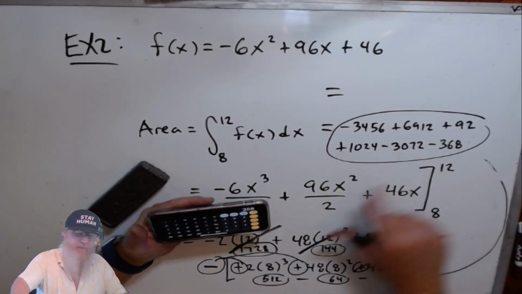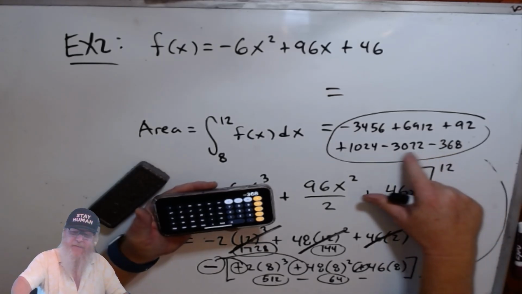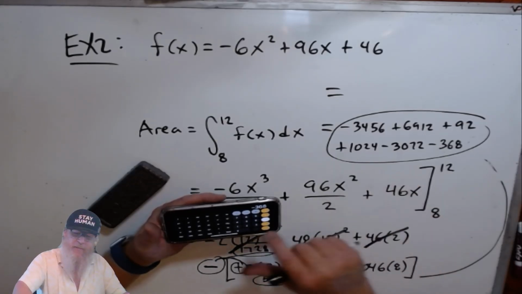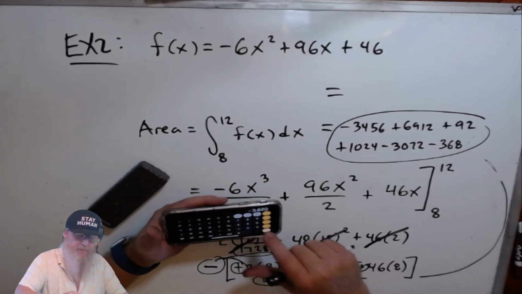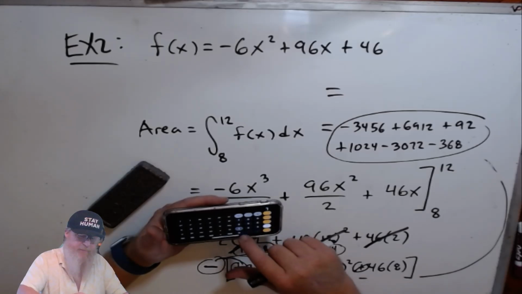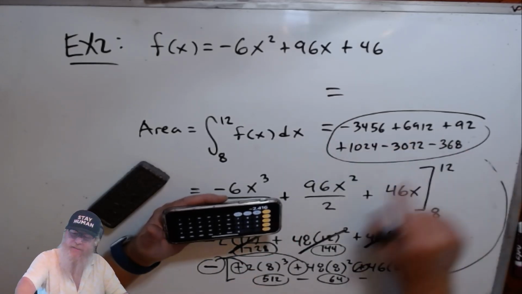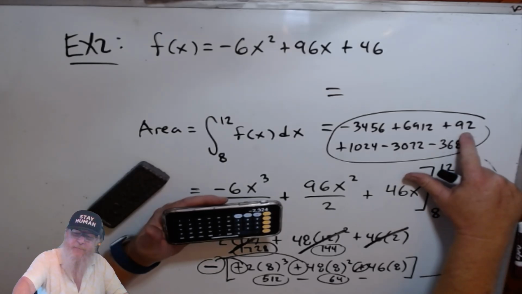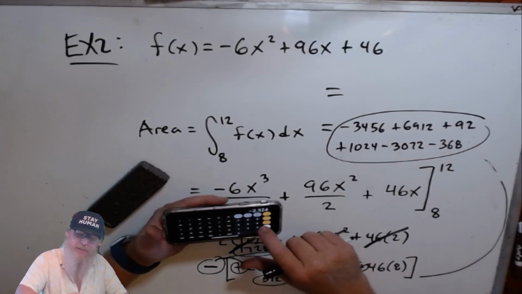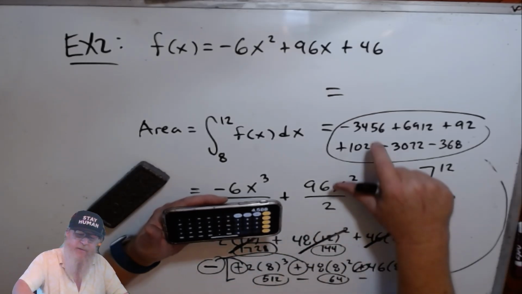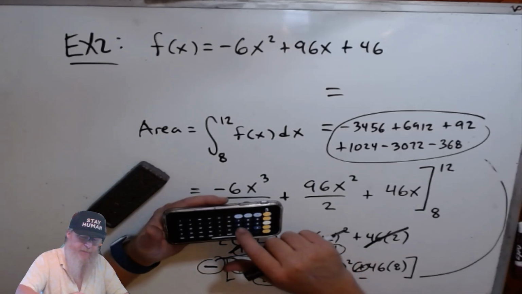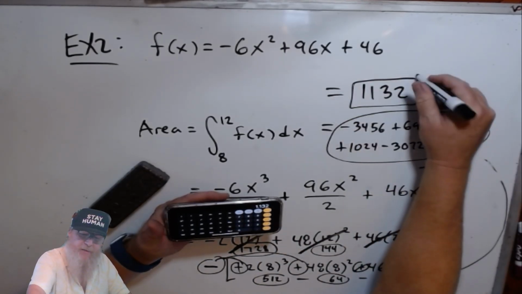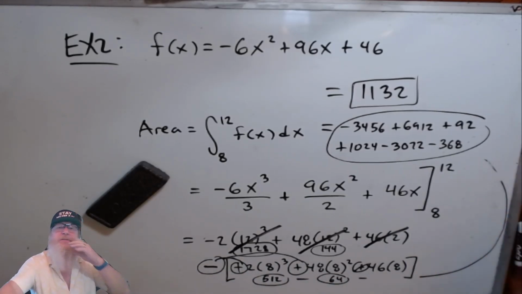All right, so I've got negative 368. It doesn't matter the order as long as the signs are right. And then negative 3072. And then positive 1024. If you really want to be safe, you go from left to right, but just be careful with the pluses and the minuses. So plus 92, plus 6912, minus 3456. So my final answer is 1132. 1132 square units.